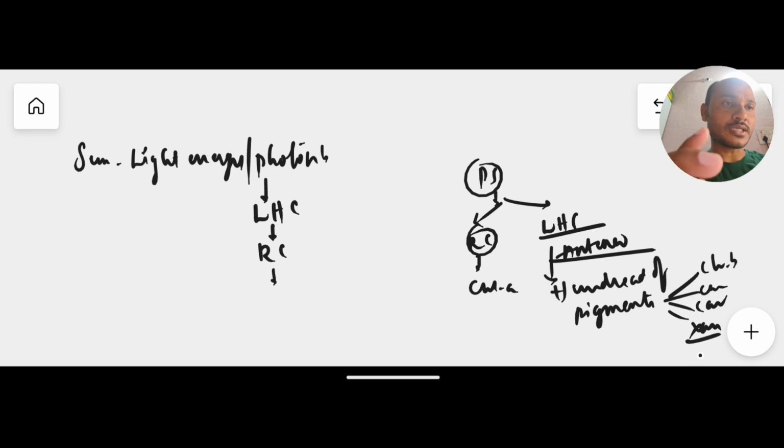First, the light energy is received by this LHC, and then it is given to the reaction center, generally made up of chlorophyll A. Hence, chlorophyll A is the universal pigment in each and every organism like plants, algae, and cyanobacteria. Once the reaction center, chlorophyll A, gets light energy, the electron in chlorophyll A gets excited, and that electron is accepted by the primary electron acceptor.